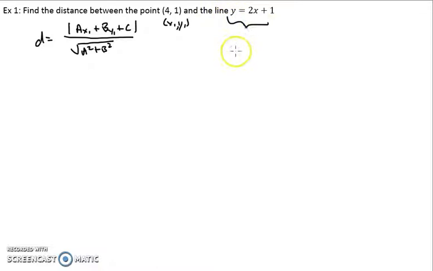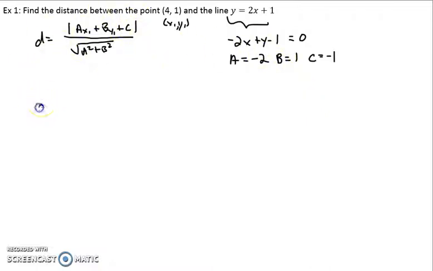We need to rewrite this in standard form. So we need to make sure everything is on the same side. So we're going to take everything, move it over to the left, and we're going to say negative 2x plus y minus 1 equals 0. So now we know a is negative 2, b is 1, c is negative 1.